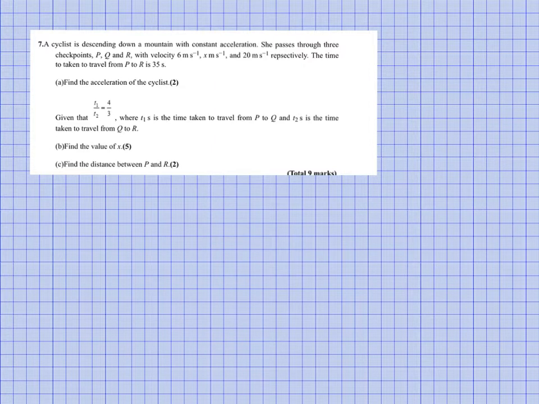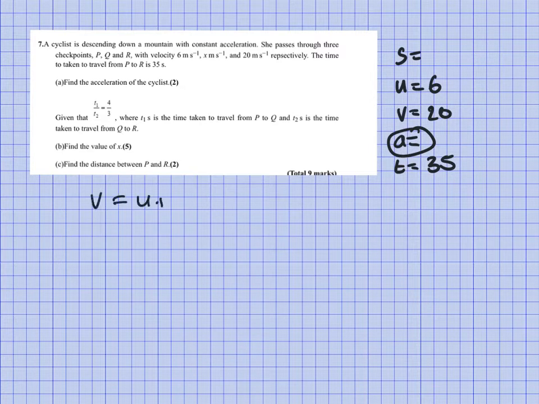So if we look at our suvat between P and R, we get S equals the distance travelled, which is not given. The U is the initial speed, which is 6. V is the final speed, which is 20. A is the thing we're trying to find, and T is 35 seconds. So I'm going to want to use V equals U plus AT to solve this one.